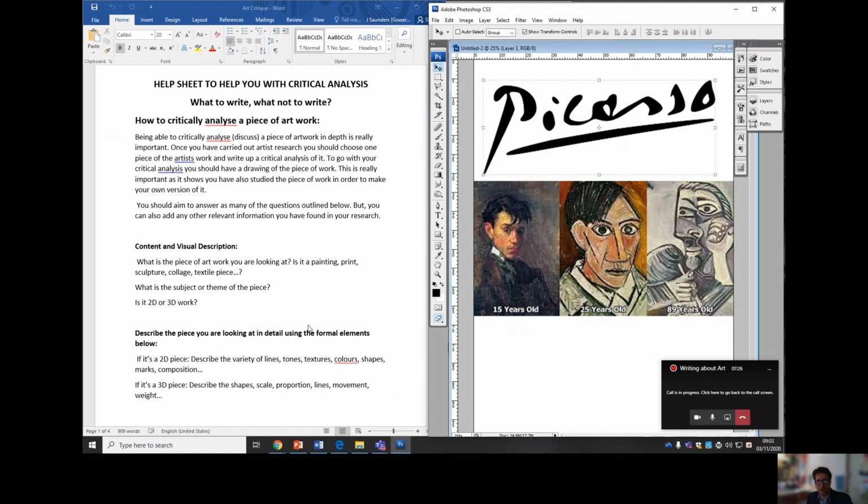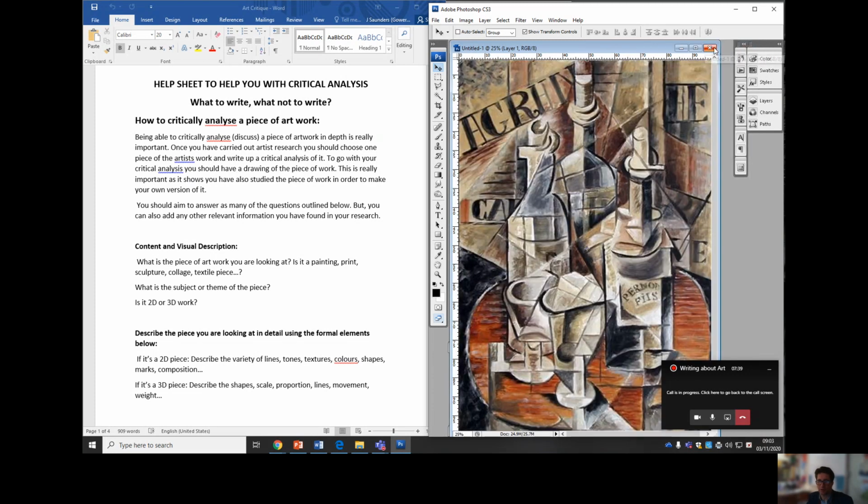Okay, so here's other ways to help analyze the work and how to critique it. So first of all, content and visual description. Talk about the piece. Tell me about it. And that brings us on now. We'll have a look at one of Picasso's pieces here. It's a Cubist piece. So content and visual description. What is the piece of artwork we are looking at?